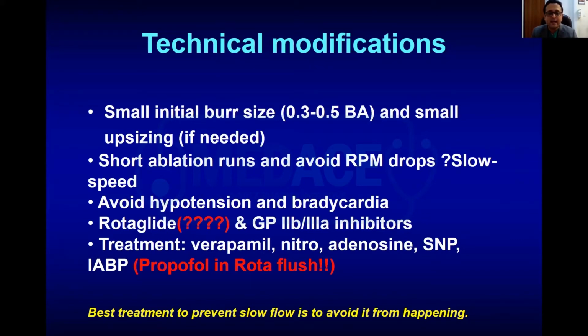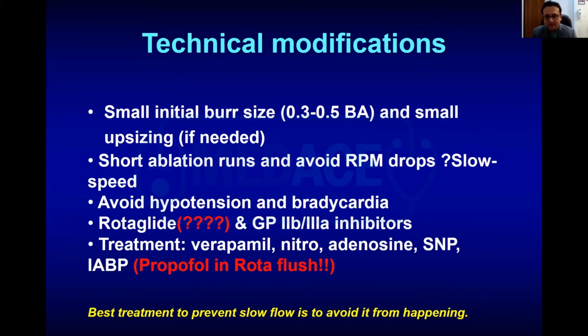Essentially it has a lubricating solution, and probably albumin forms a major component of it. One of the desi totkas is using Propofol. Propofol has albumin in it, and I have been putting Propofol in my Rotaflush, and it lubricates the whole system. So I feel it makes my runs easier, in addition to your regular cocktail of verapamil, nitro, and heparin.